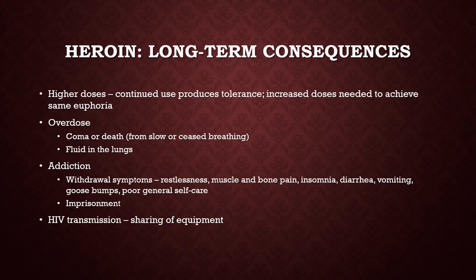So what are the consequences of heroin use? Continued use produces tolerance. Hence the increased doses that must be used to achieve the initial euphoria, and that puts the user at greater risk of overdose. Tolerance to opioids develops rapidly, commencing with the first dose, and involves downregulation, which is a reduced number of receptors, and desensitization, which is a diminished response to receptor action.